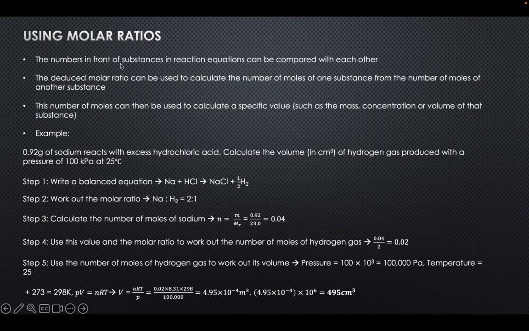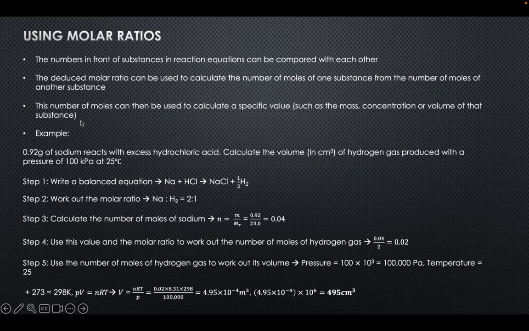Using molar ratios. So this is a pretty general slide. Everything on this slide is going to apply to many different parts of this topic, because this is a very central concept in A-level chemistry. So the numbers in front of substances in reaction equations can be compared with each other, and the deduced molar ratio can be used to calculate the number of moles of one substance from the number of moles of another substance. And this number of moles can then be used to calculate a specific value, such as the mass, concentration, or volume of that substance.